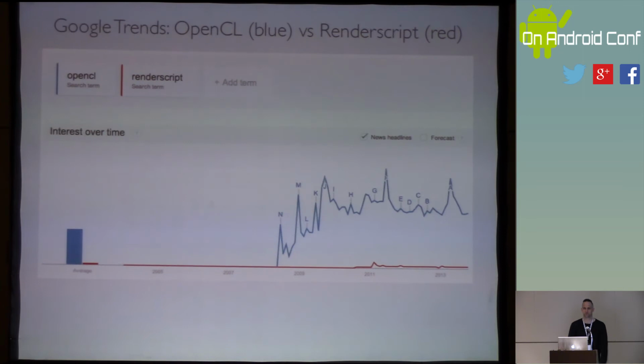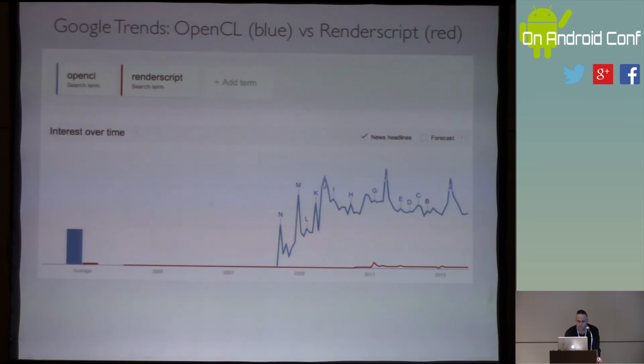So this is a cool little look at Google Trends, OpenCL versus Renderscript. You can't really see the little red line, which is Renderscript. But there's a lot of interest in OpenCL. From the developer community, we're looking at at least 15 to 20 times the interest. Renderscript maybe had a little spike when it was first put out, but it's pretty small interest.